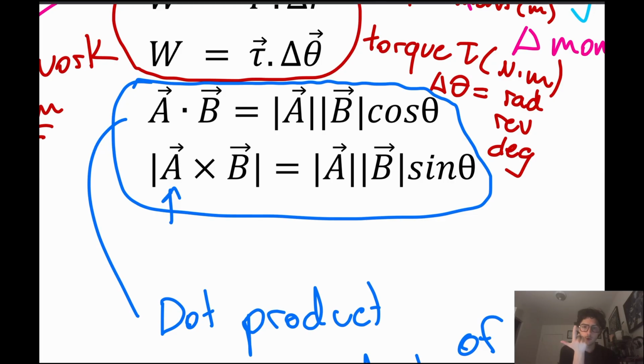My pointer finger points in the direction of B. So now I point my thumb in the direction of A. It's stuck there. So B is either pointing this way or this way or this way, or it's pointing in the same direction as A. So you can see the angle kind of closes between them. But let's say they're perpendicular, or orthogonal, to each other.